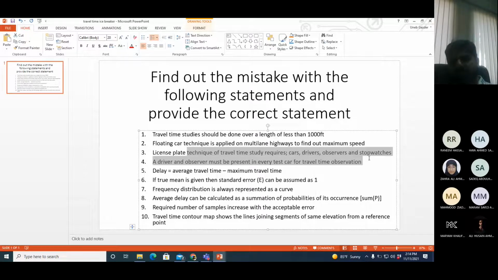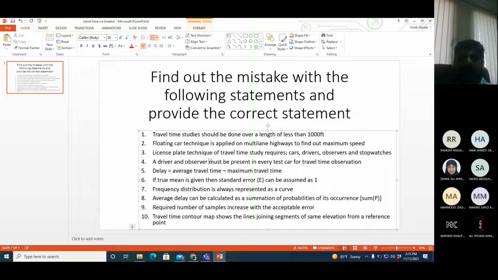statement as it is, but instead of license plate, you say test car. A test car technique requires all these things, not license plate technique. So either you keep again license plate technique requires and then 2 observers, or you can write test car technique requires cars, drivers, observers, and stopwatches. Fourth statement: a driver and observer must be present in every test car.